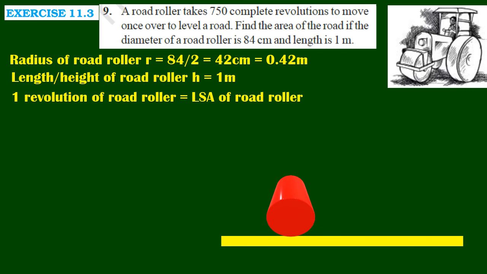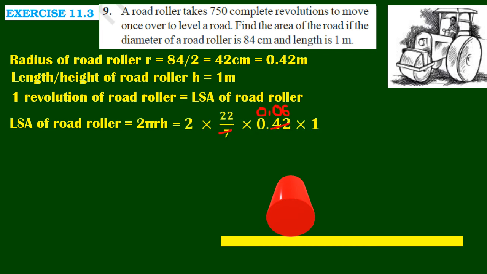Now 1 revolution of the road roller is equal to the curved surface area, or LSA. We can use the word CSA also for the cylinder. Instead of LSA, we can use the word CSA, curved surface area. So that is equal to 2 pi R H, which, on simplification, is 2.64 meter square. That is the curved surface area of the cylinder. So that is for one. One revolution, one time rolling, will cover 2.64 meter square.